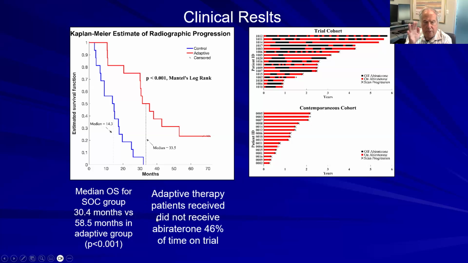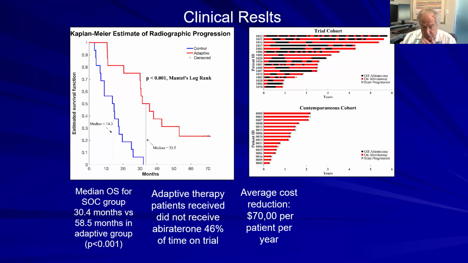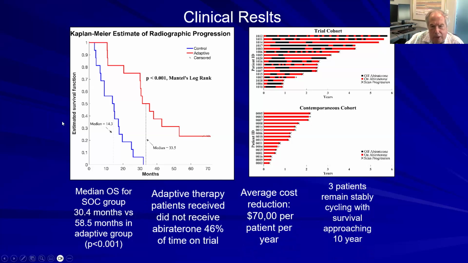Importantly, not only was the clinical outcome better, but the patients did not receive abiraterone about 46% of the time on trial. In other words, only about half of the time were they being treated. The other half, there was no treatment being given. And as a result of this, because abiraterone is quite expensive, there was an average cost reduction of $70,000 per patient per year.